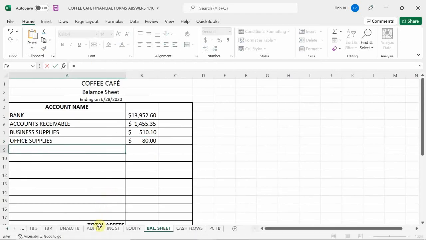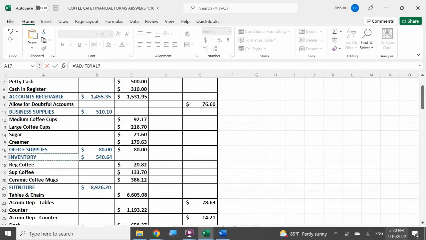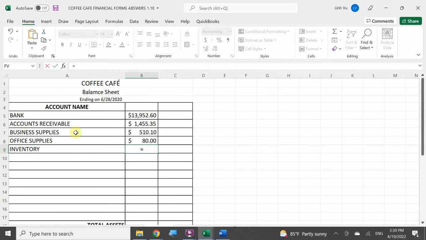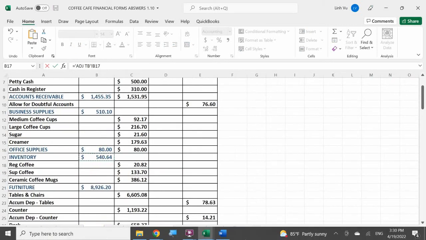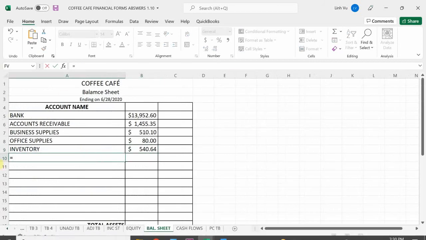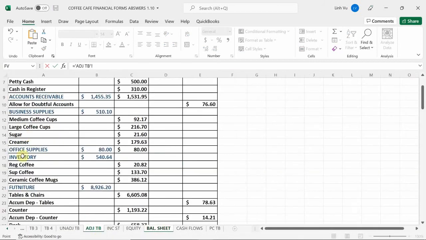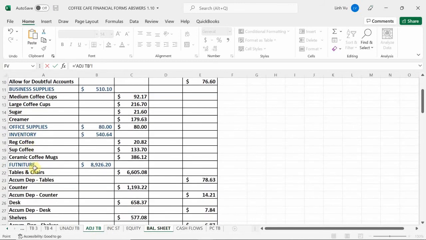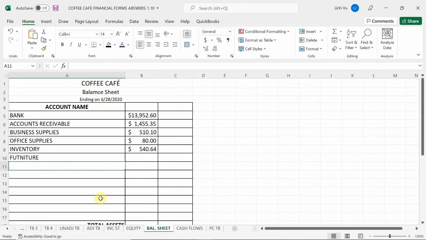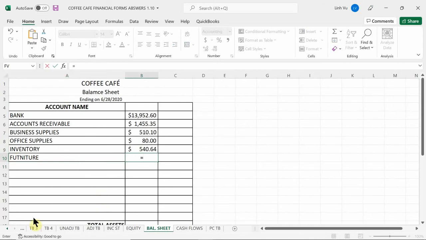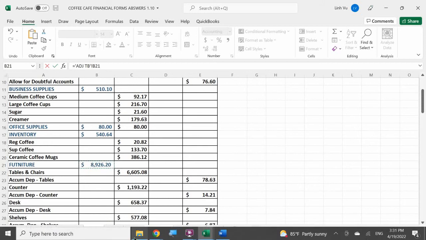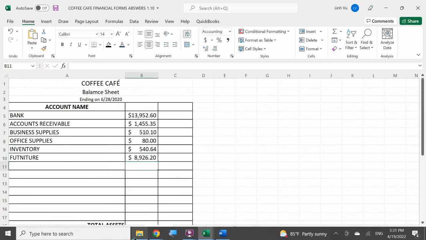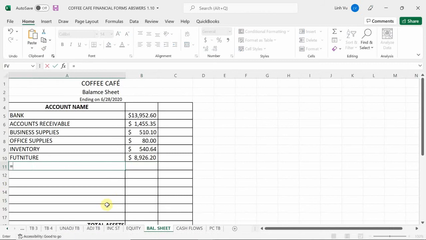Then the next main account is going to be my inventory, which is a current asset. And I have a total of $540.64 worth of inventory left. All right, and I believe next is going to be my fixed assets. So the first fixed asset I have here is my furniture account. Once again, I'm going to put the real amount that's currently in my assets right now. So right now, I currently have $8,926 worth of furniture, at book value.